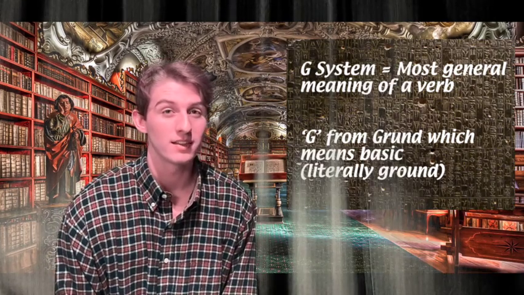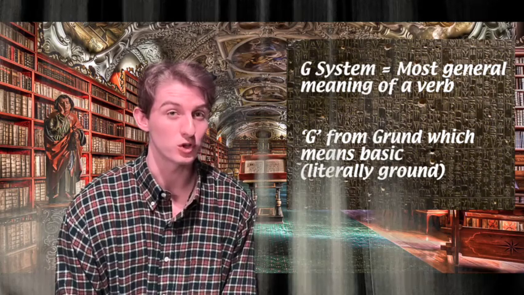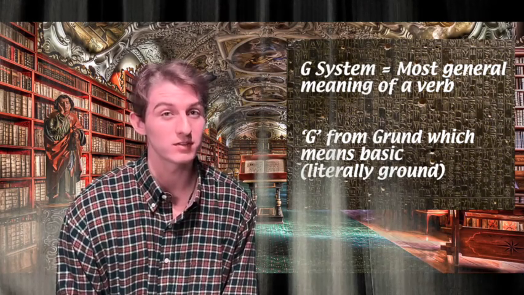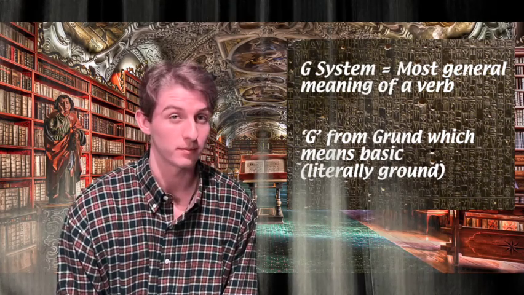On this episode, we're going to talk about the G system. The G system takes its name from the German word Grund, which means basic. That's because this system gives us the most general meaning of a verb. As I discussed last week, verbs take their meanings from putting root letters into different patterns. And today, we're going to talk about the different patterns that give us meanings within this G system.